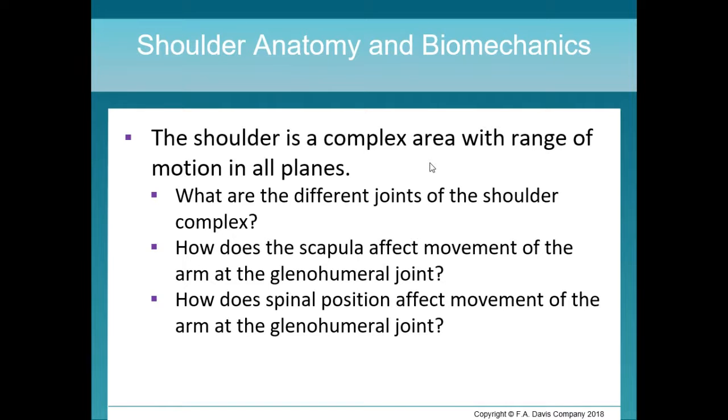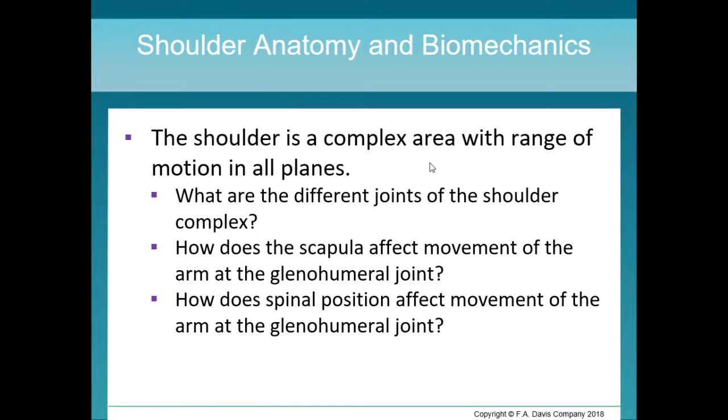So the joints are the sternoclavicular, and if you think about the name, you can realize where the joint is. The sternoclavicular would be the joint between the sternum and the clavicle. The acromioclavicular is the joint between the acromion process and the clavicle. And then you've got the glenohumeral joint, which is the joint between the glenoid fossa and the humerus.